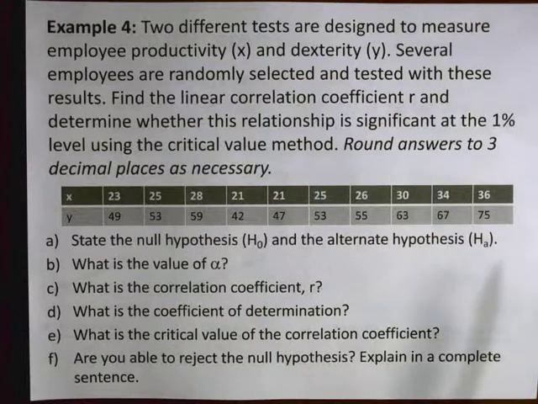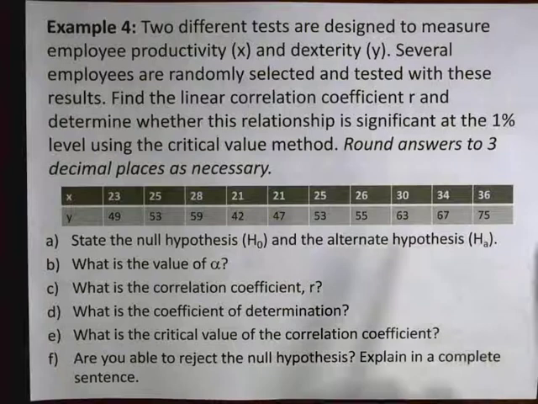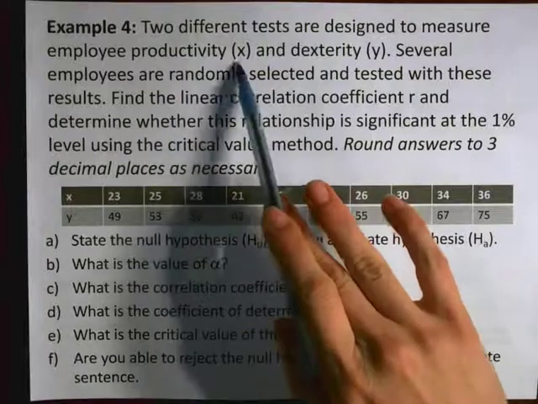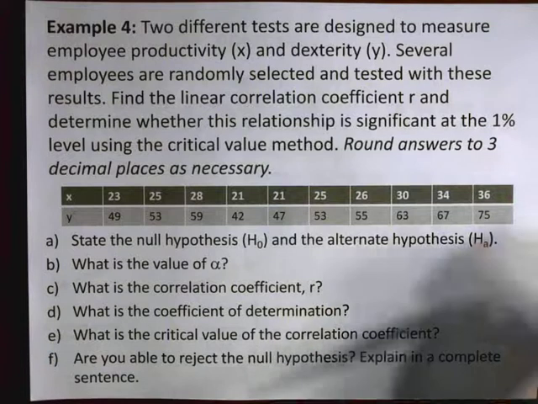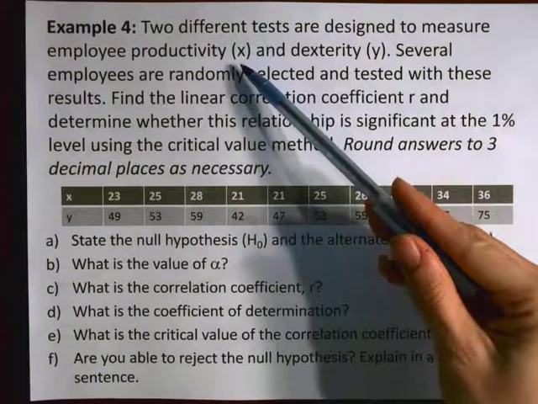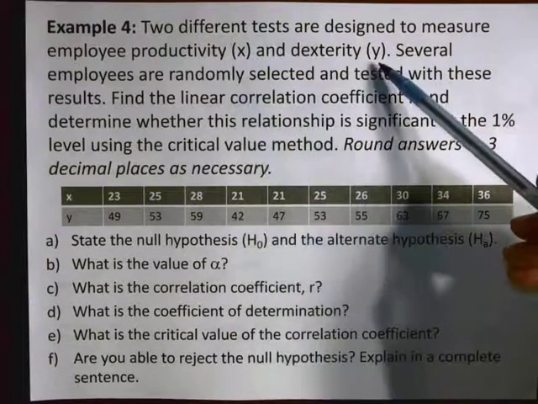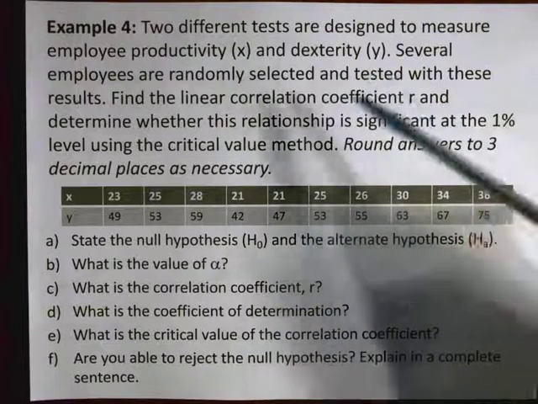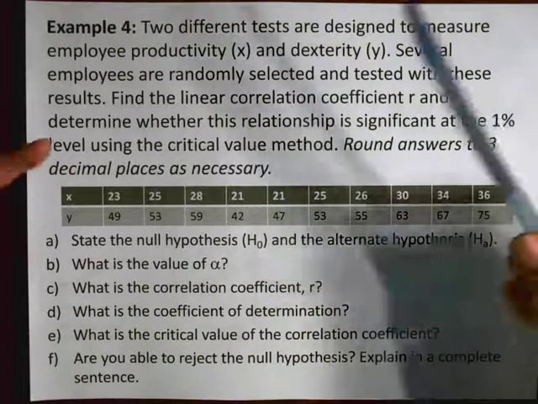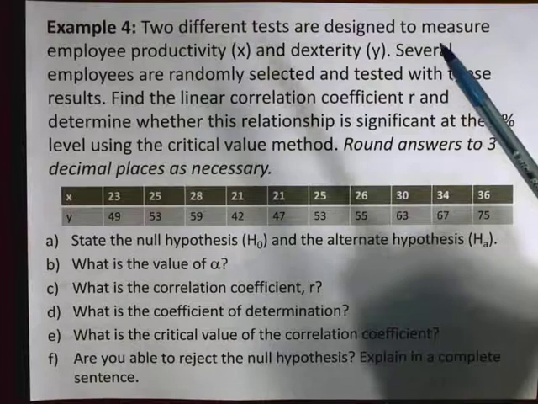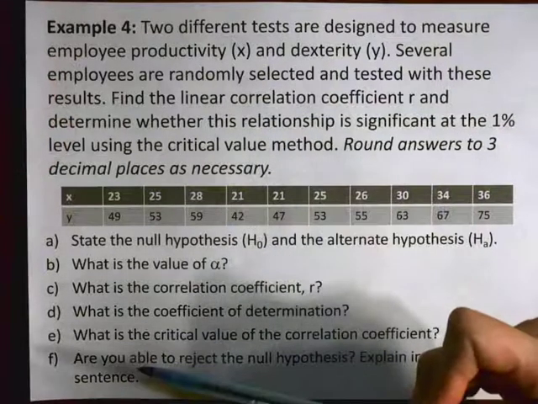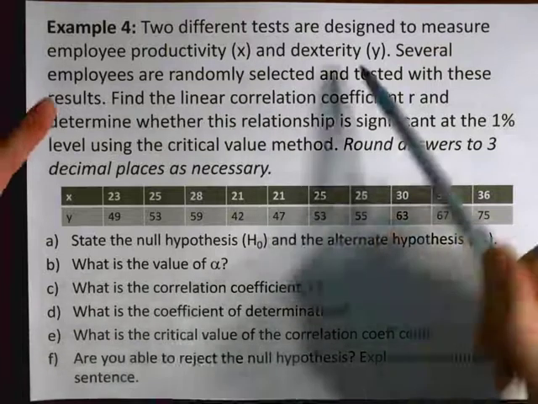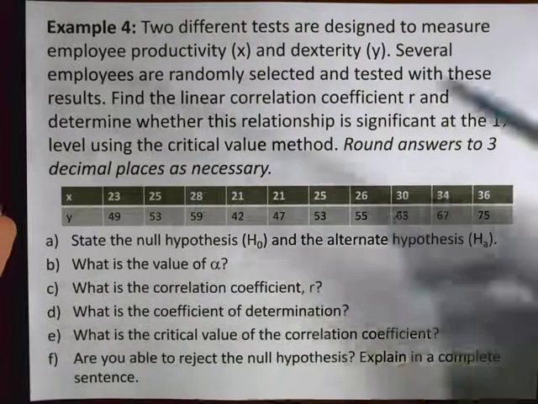So just to remind you, we have two different tests designed to measure employee productivity and dexterity. We're going to have employee productivity being an X and dexterity being a Y. That makes sense. So we always put the independent variable on the x-axis and the dependent variable on the y. So this question that they're probably trying to test is whether or not employee productivity is tied to their dexterity, is a good predictor of their dexterity.